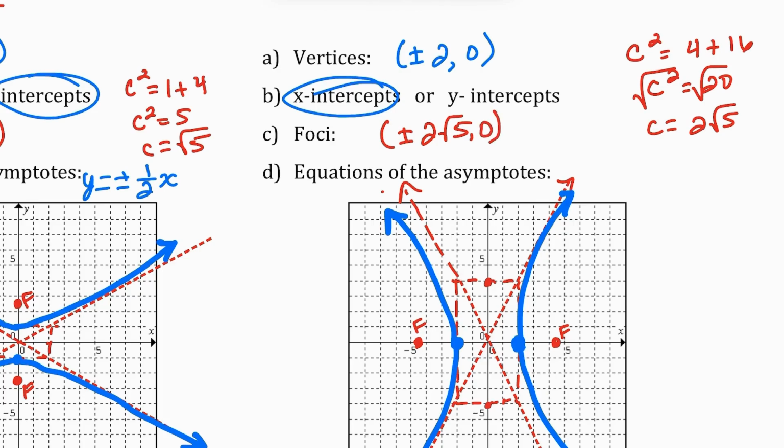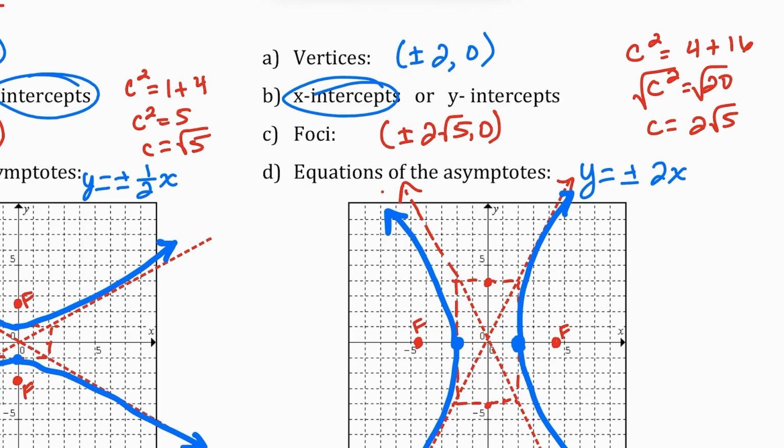And our asymptote, we went from the center, our rise is 1, 2, 3, 4, and then to the run 2. So 4 over 2, which reduces to just 2. So y equals plus or minus 2x is the equation of my asymptotes.